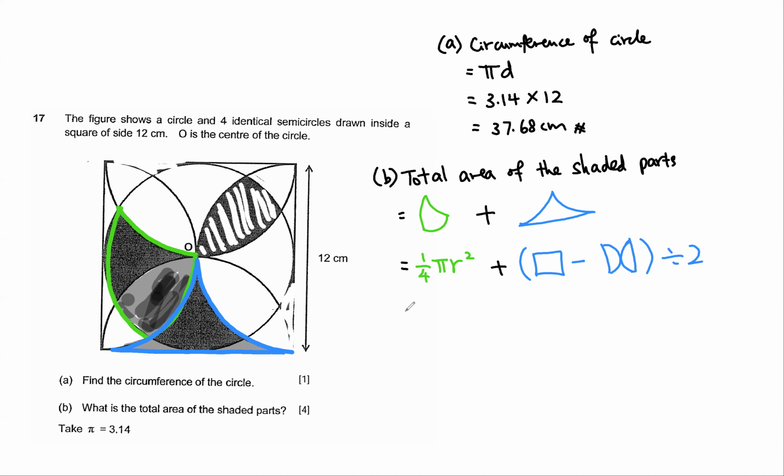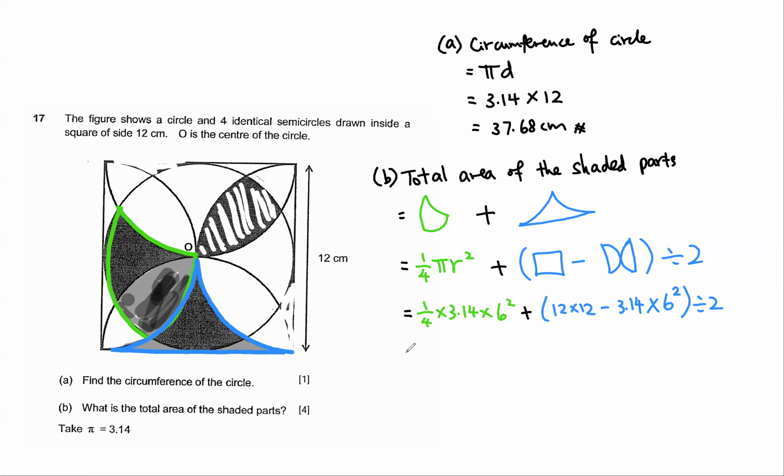So let's put in the values. So this is going to be 1/4 multiplied by pi, which is 3.14, multiplied by the diameter is 12, so radius will be 12 divided by 2, 6 cm, 6 squared, plus the area of the square, which would just be 12 multiplied by 12, minus the area of the circle, pi r squared, and that would be 3.14 multiplied by 6 squared, and then we take the entire thing, divide by 2.